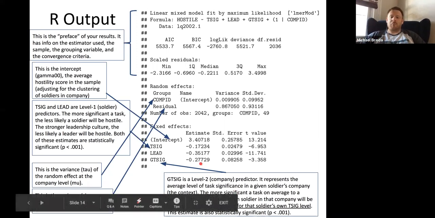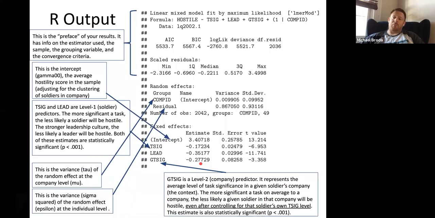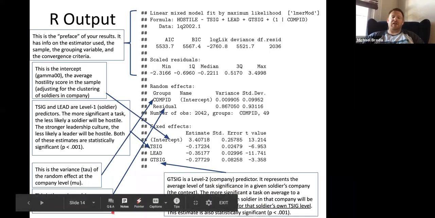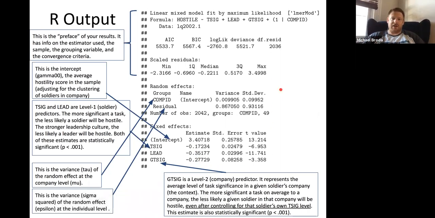So as your company also has a more positive perception of task significance, as they think that something is more significant, we would expect the hostility of an individual person in that company to also go down. And that's controlling for the individual's perceptions. So this really is the effect of the group on the individual, which is really cool. And again, you can ask some really interesting questions about the relationship between those things, which is pretty great.